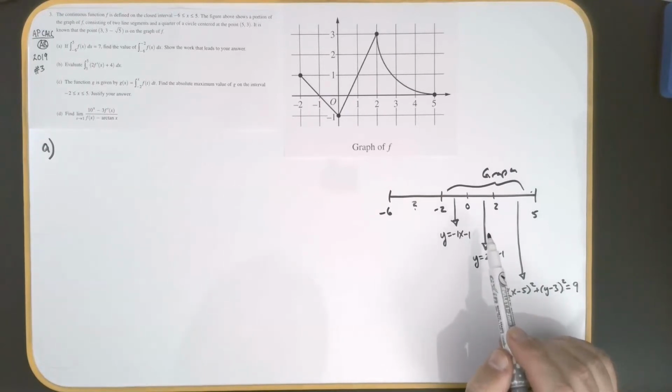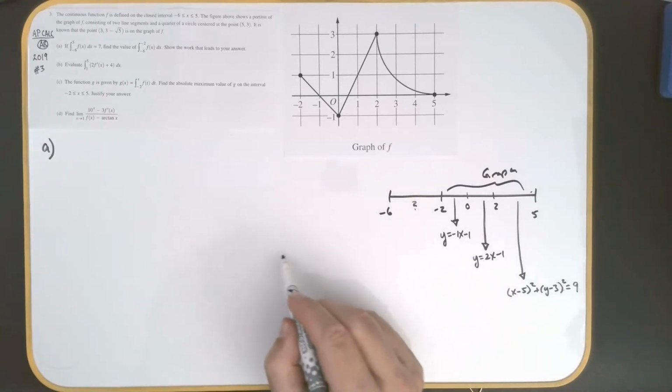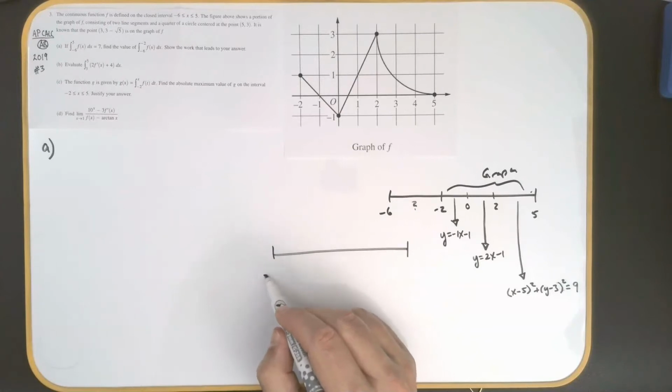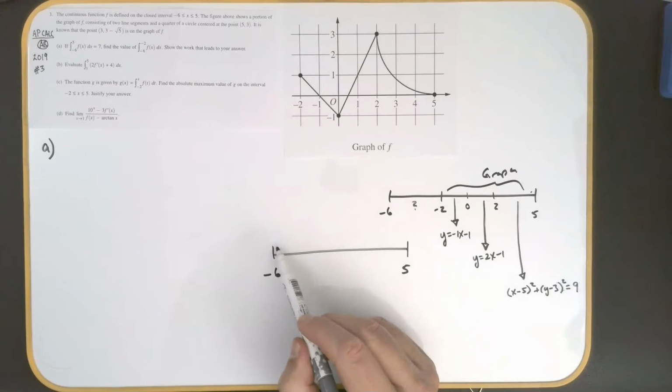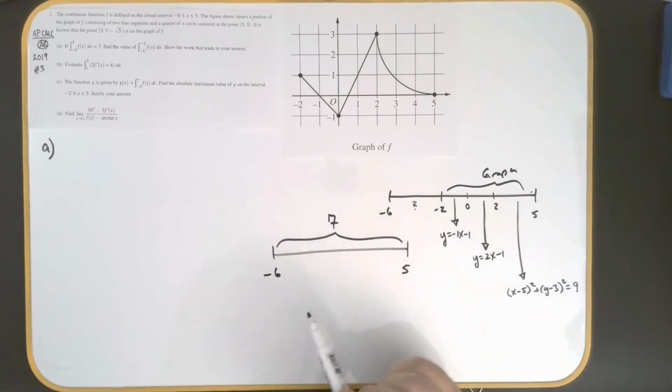They want to know just the integral from -6 to -2. So I'm going to actually draw a second number line right here just to give us a feel for this part, make sure we understand this. So all the way from -6 to 5, if we were to integrate the entire thing, according to the problem, we would get 7.